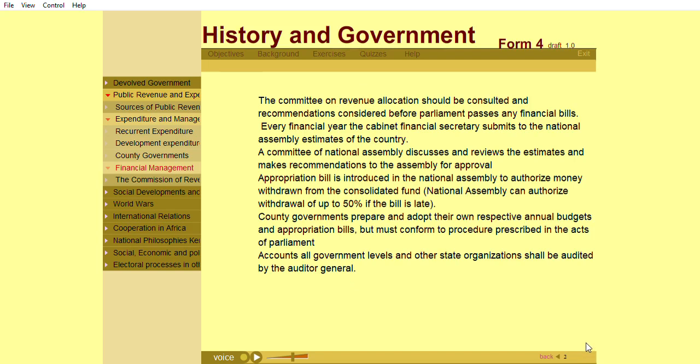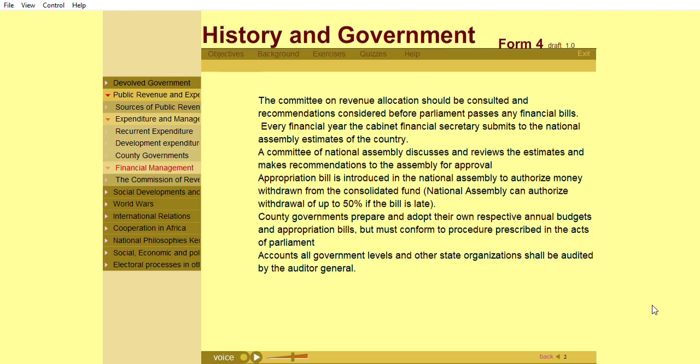The Committee on Revenue Allocation should be consulted and recommendations considered before Parliament passes any financial bills. It is expected that every financial year, the Cabinet Financial Secretary submits to the National Assembly estimates of the county. A Committee of the National Assembly receives, discusses, and reviews the estimates and makes recommendations to the Assembly for approval.